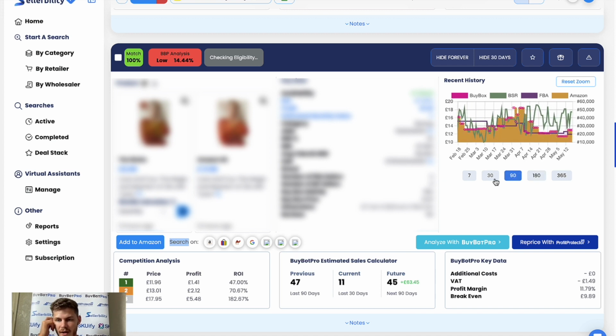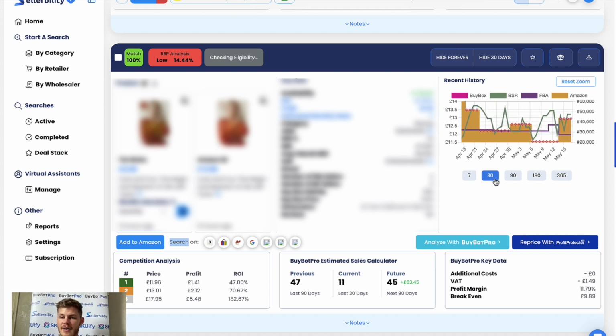So what can we get from this? We can look for trends, patterns, we can see how things have fluctuated, we can look for consistency, and basically just assess things like, who's held the buy box for the vast majority of the time. And in this case, it looks to be, in the last 30 days, it looks like Amazon have had quite a strong hold over it.